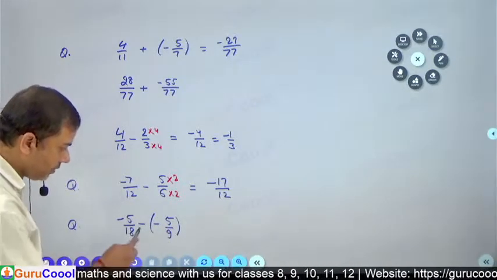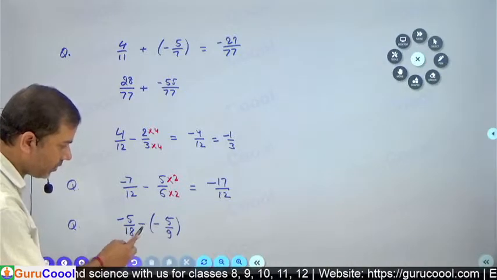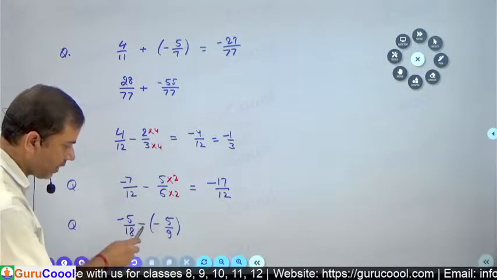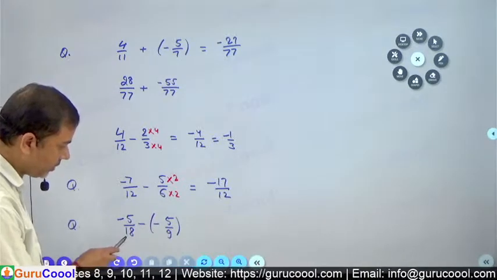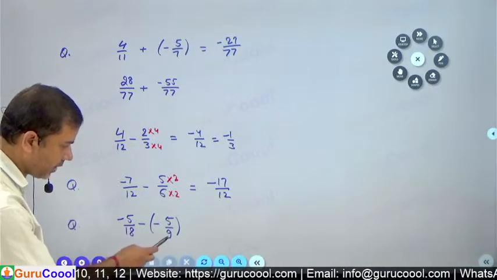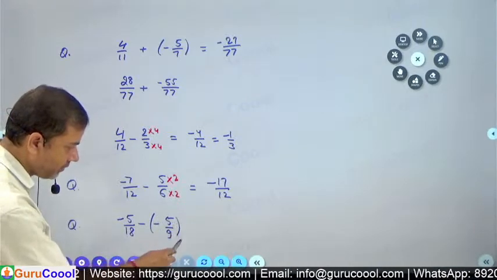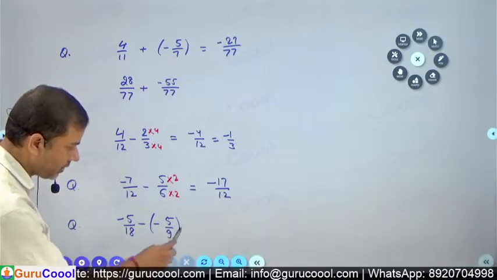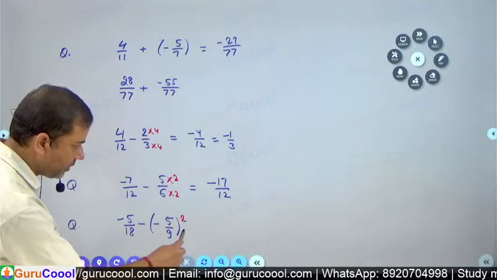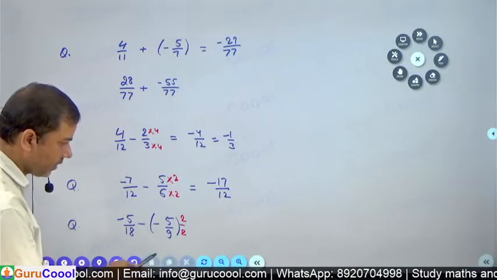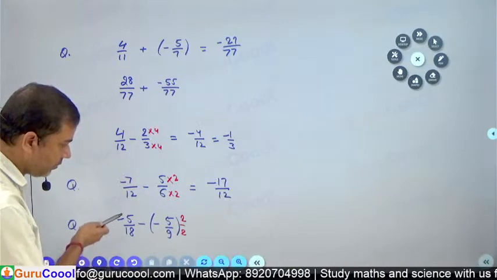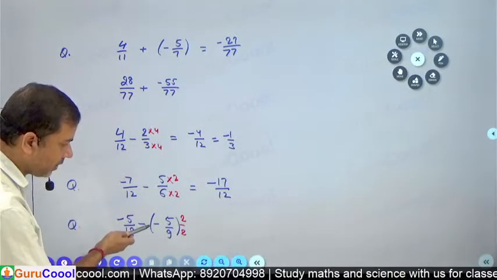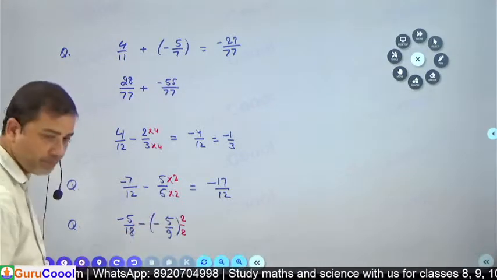So it is going to be positive, no need to care of negative. Minus into minus is plus. Now we look at the denominator, 18 and 9. So here we will multiply with 2 to make the denominator same. 2 in the numerator, 2 in the denominator. Now don't care of the denominator because they are equal. So minus 5 plus 10.